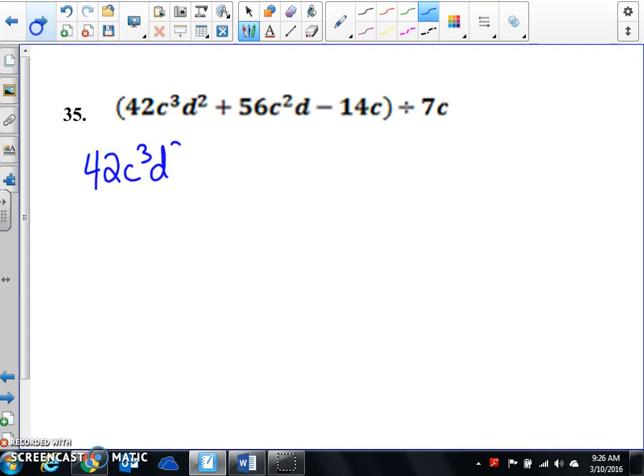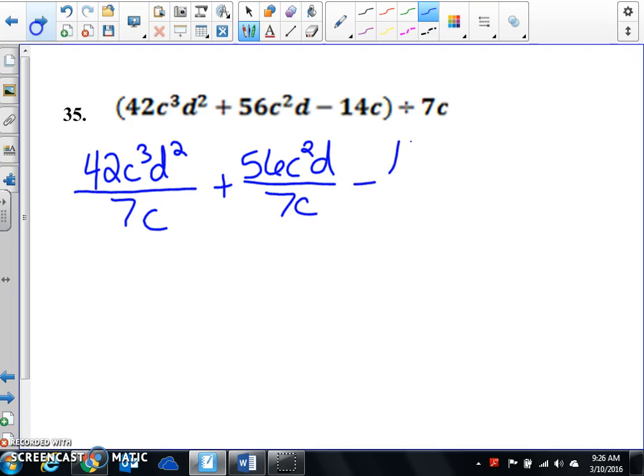42c to the third d squared over 7c plus 56c squared d over 7c minus 14c over 7c. 42 divided by 7 is 6. I've got 3 c's on top, 1 c on the bottom, so I'm left with 2 c's, and then I've got my 2 d's, plus 56 divided by 7 is 8.